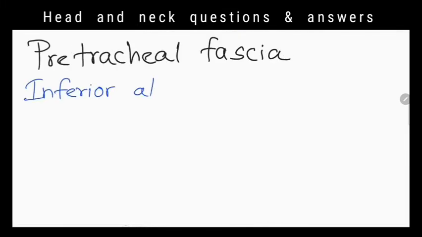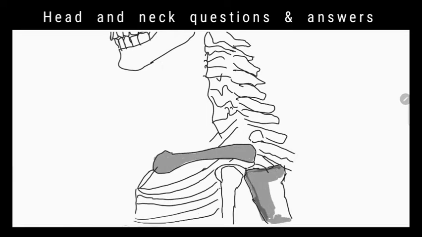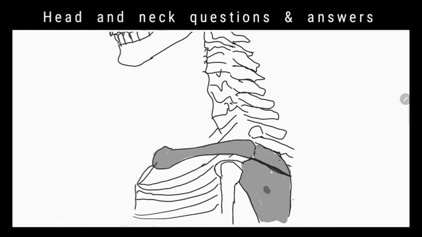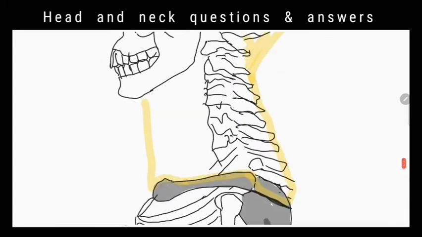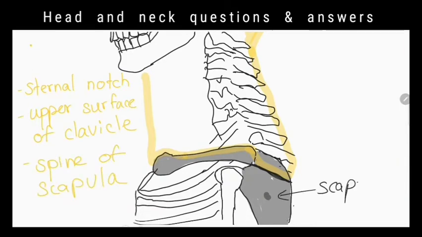What are the inferior attachments of investing layer of deep cervical fascia? It is attached to sternal notch on each side, to upper surface of the clavicle, acromion, and spines of scapula, to posterior midline.